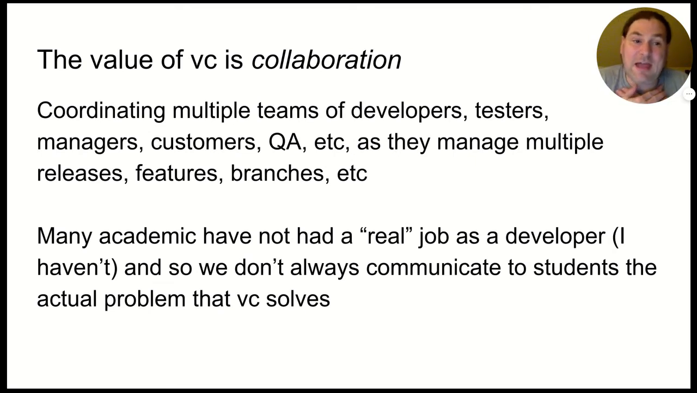Academics like me often haven't had a real job as a developer, so I haven't been a real developer. I'm an academic. I do this for a living. I make YouTube videos and teach undergraduates. So we don't always do a good job communicating to students the actual problem that version control solves. So that's the first thing I want to do. Branching, releasing, very important. Not something you're going to do as an undergraduate, probably, if you want to set up your own Git repo, but still really important to think about.